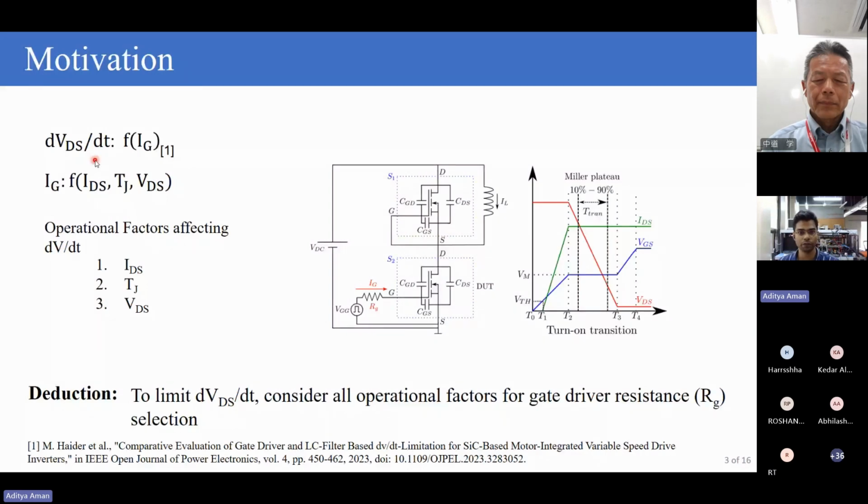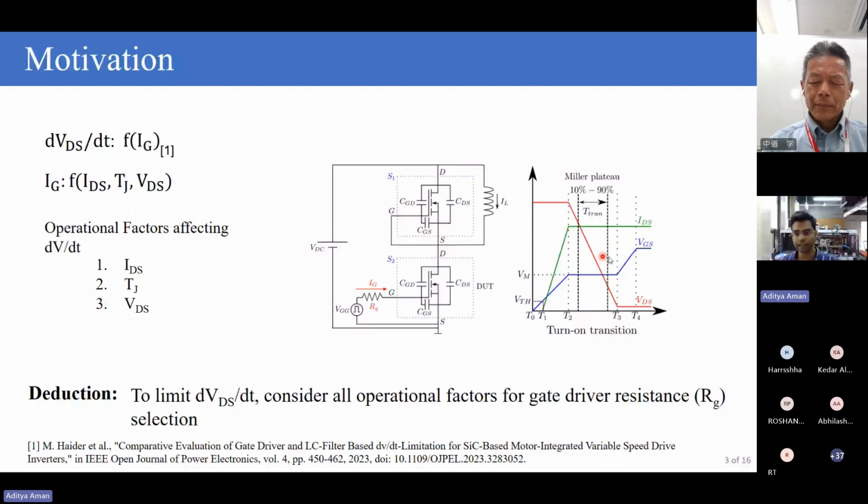is dependent. So to discuss the same, shown here is a typical double pulse test circuit in which the bottom switch, which is the device under test, or the DUT, is undergoing a turn-on transition. The turn-on transition is shown here by this red curve. So this region is the Miller plateau region.